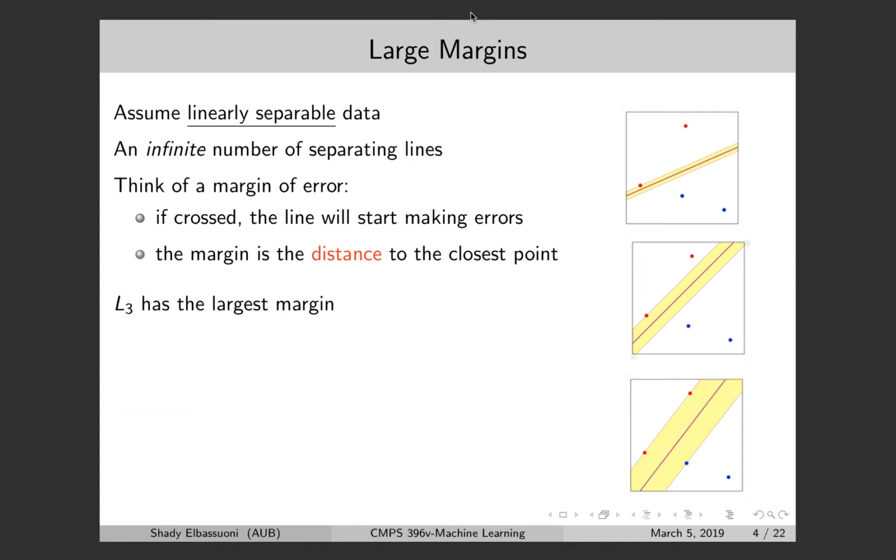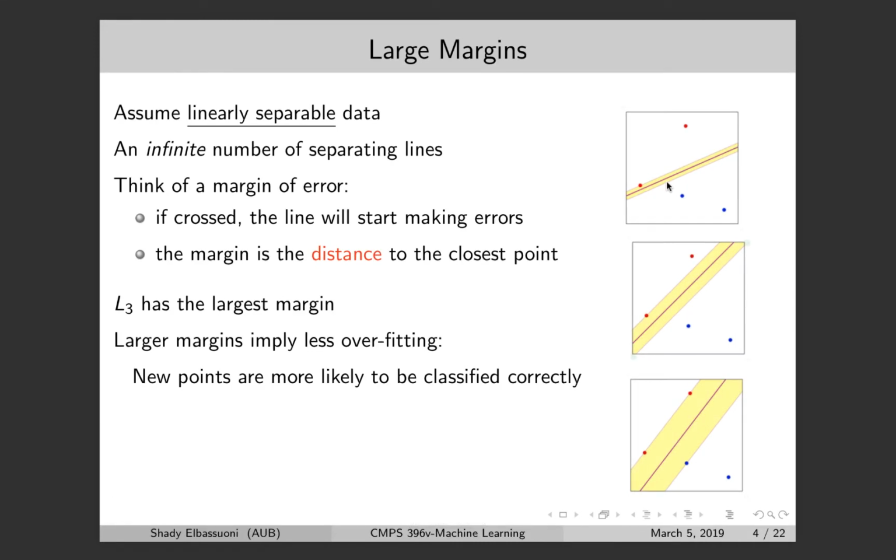So if you see L1, the one on top here, this is very likely to misclassify red points, yeah? Because any red point that comes here, for instance, would be misclassified as blue. So larger margins imply less overfitting. New points are more likely to be classified correctly.